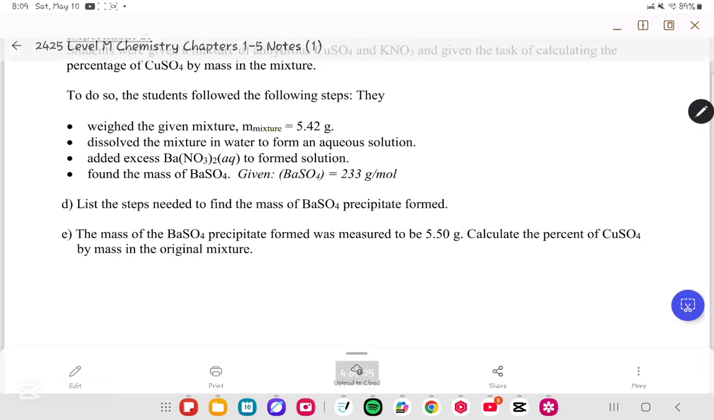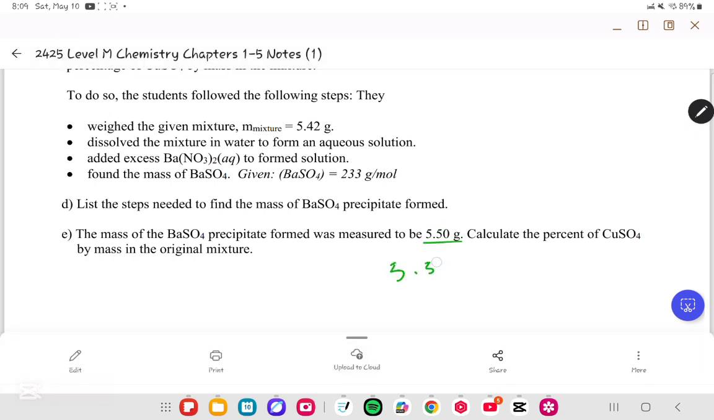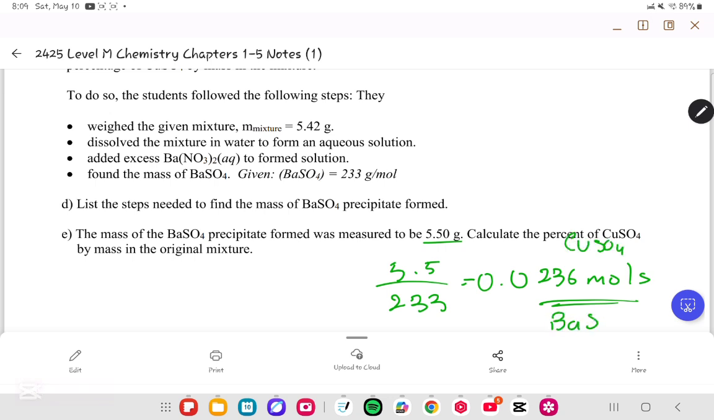So the mass of the precipitate BaSO4, which is 5.5 grams, divided by the molar mass, which is 233, just put it on your calculator, you will get 0.0236 moles. You will know that this is also the moles of CuSO4 as well as BaSO4. Why? Because previously in the mixture, it's going to have the same amount as finally. So now what we're going to do is find the mass of CuSO4. M of CuSO4 is going to be the number of moles times the molar mass.